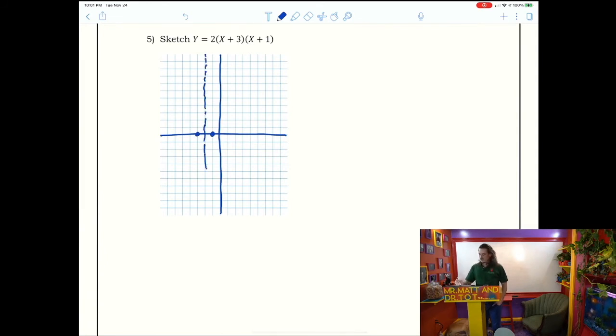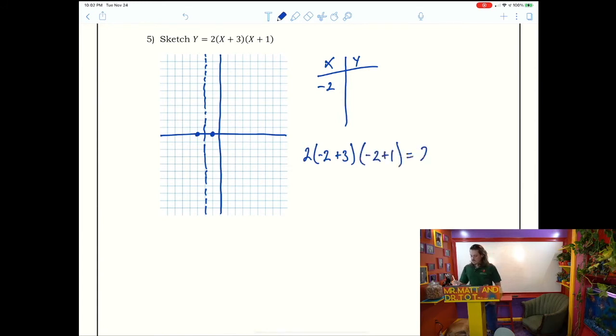So I'm going to evaluate the function, or the equation, for -2. So we're going to get 2 times (-2 plus 3) times (-2 plus 1). That's going to be 2 times 1 times -1. That's going to be -2. So then we can connect our points together, and overall the function would look something like this.